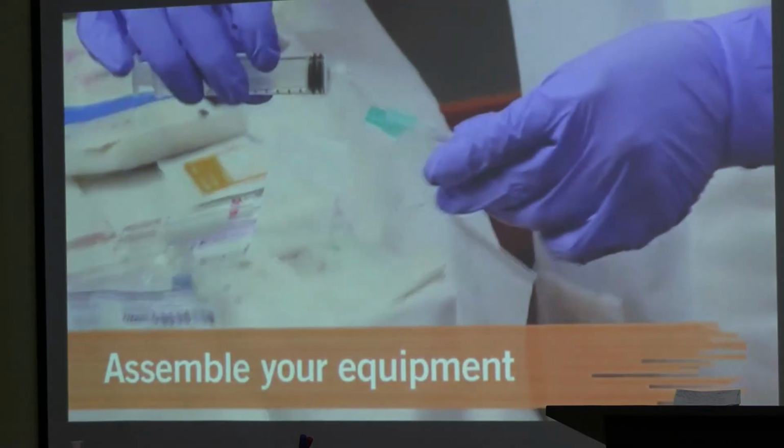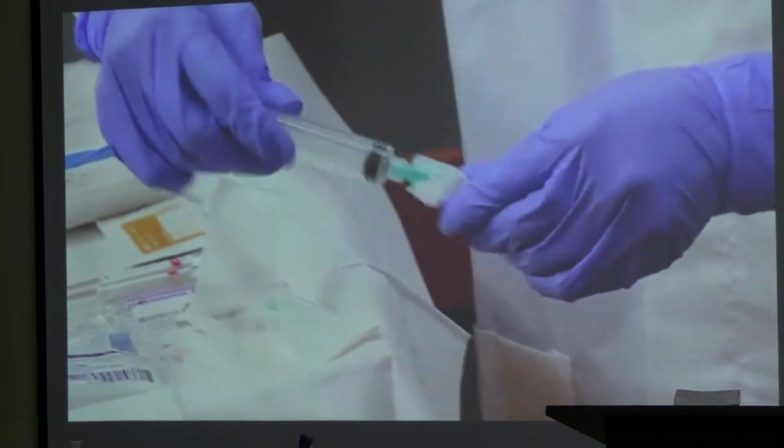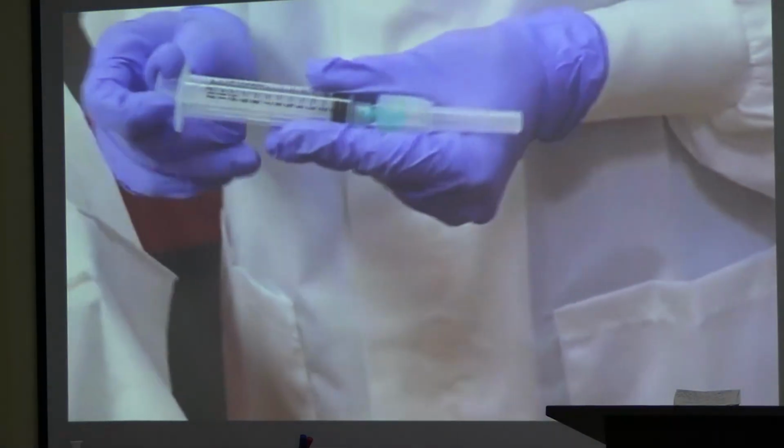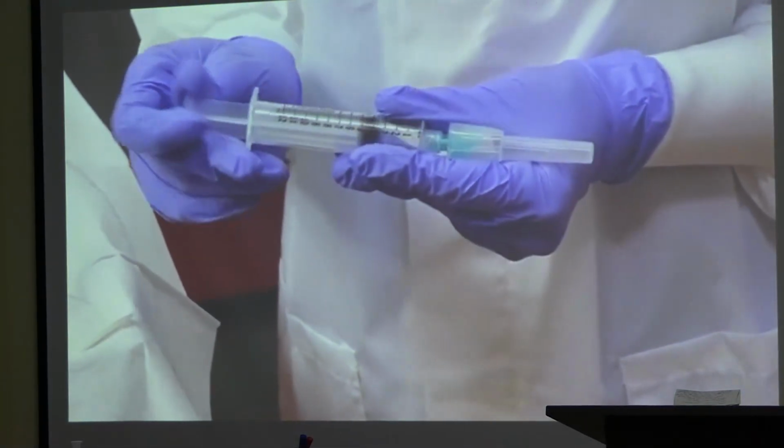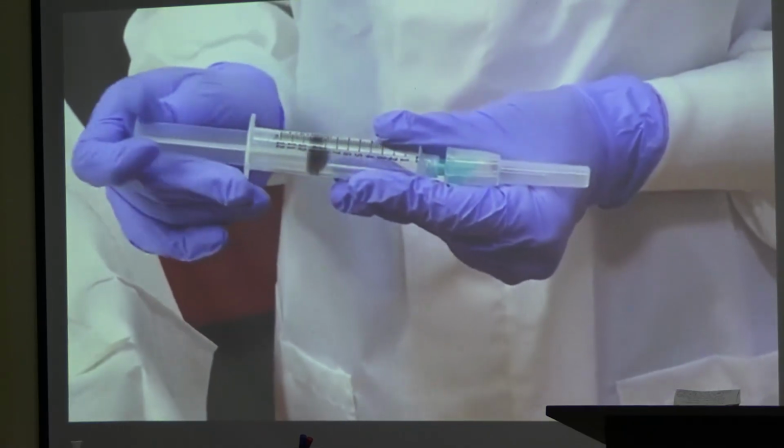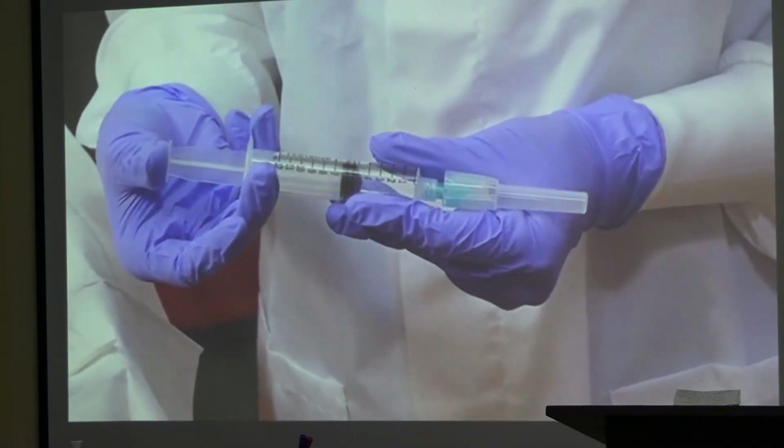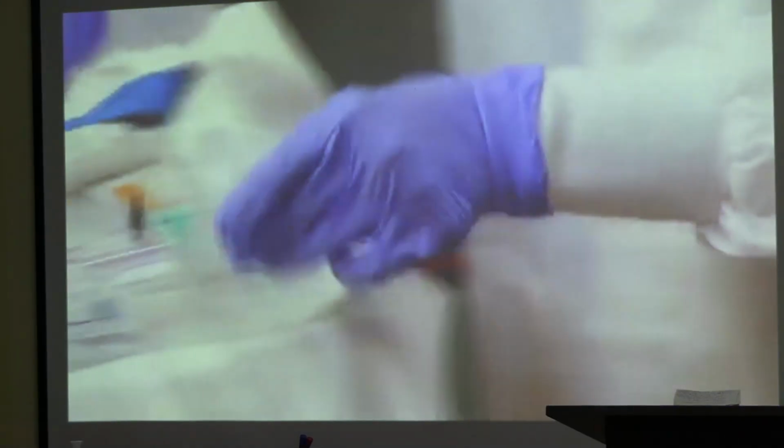Assemble the needle and syringe. Attach the needle firmly to the syringe. Pull and depress the plunger several times to loosen it in the barrel while keeping the cover on the needle. The plunger must be pushed in completely after it has been loosened.